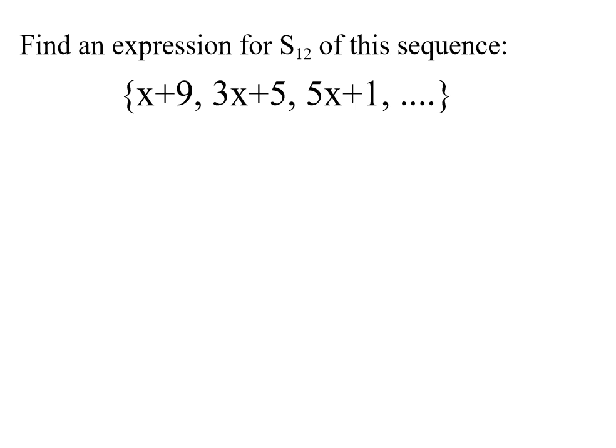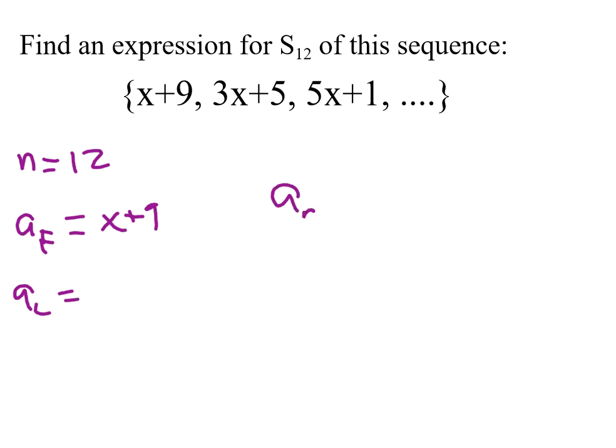You paused it and tried it, right? All right, so again, I'm doing the first 12 terms. My AF for my first term is x plus 9. Still need to find my AL, or my 12th term. What's my common difference here? How much am I adding to get to there? Well, I'm adding a positive 2x and a negative 4 between consecutive terms.